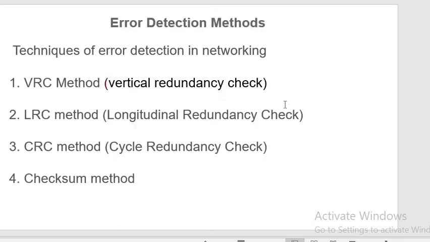Okay. There are 4 methods to find out the error. Error detection methods in networking are VRC, LRC, CRC and checksum. VRC, vertical redundancy check. LRC, longitudinal redundancy check. CRC, cyclic redundancy check. The fourth one is checksum. And one more method, for error correction, we can use Hamming code. All this we are going to see in our next class.